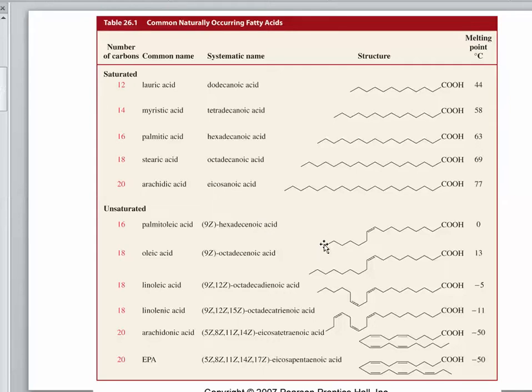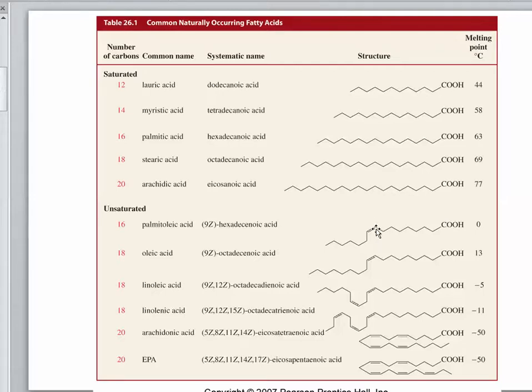If I start from here, carbon 1, 2, 3, 4, 5, 6, 7. And if I start from the carboxylic acid end, 1, 2, 3, 4, 5, 6, 7, 8, and 9. So the 9 position, 9Z, is counted from the carboxylic acid end. Again, this makes sense because during the carboxylic acid lecture module, you learned that this is carbon number 1. And because that is carbon number 1, that is what defines where the double bond is located, and that's at carbon number 9, which is right here.